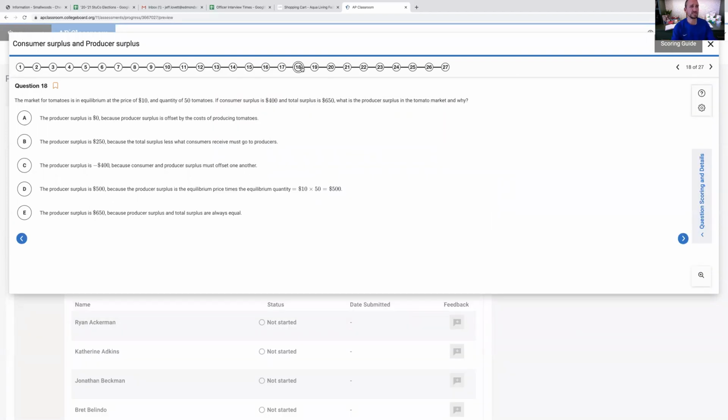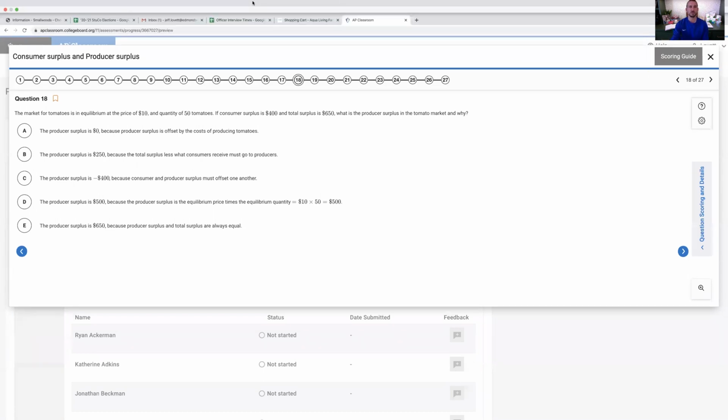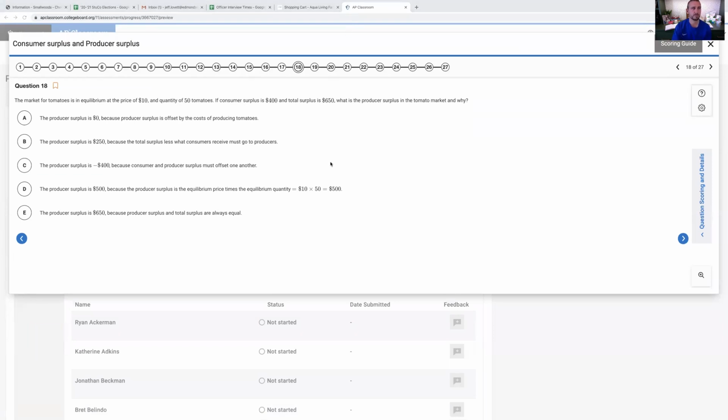All right, number 18. The market for tomatoes is in equilibrium at a price of $10 and quantity of 50. If consumer surplus is 400 and total surplus is 650, what's the producer surplus? Okay, so this is arithmetic. Total surplus is consumer plus producer. If your total surplus is 650 and your consumer surplus is 400, that means your producer surplus must be 250. So that one's very straightforward. That one's pretty easy, okay?